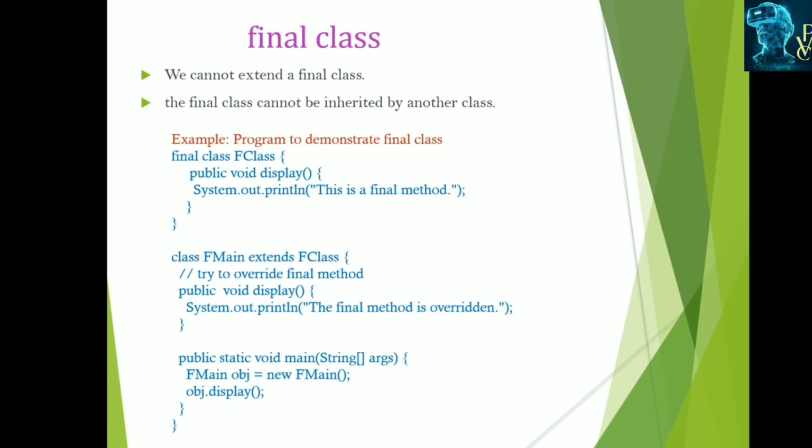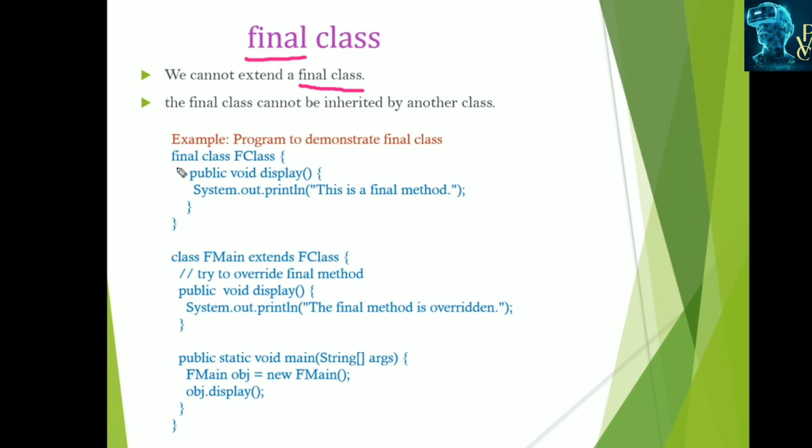So what is the meaning of that? A final class cannot be inherited by another class. Once we declare the class as final, that class cannot be extended. It cannot be used as the base class, the super class, or the parent class. That is called the final class. So here is the example.